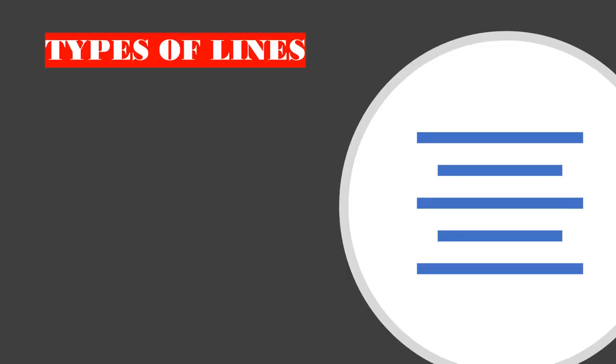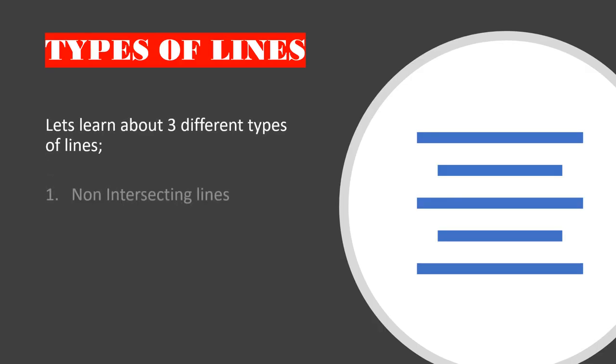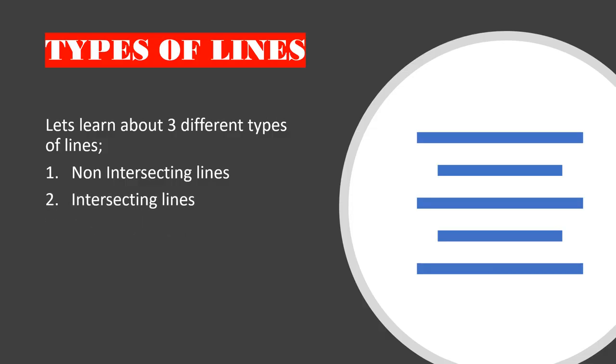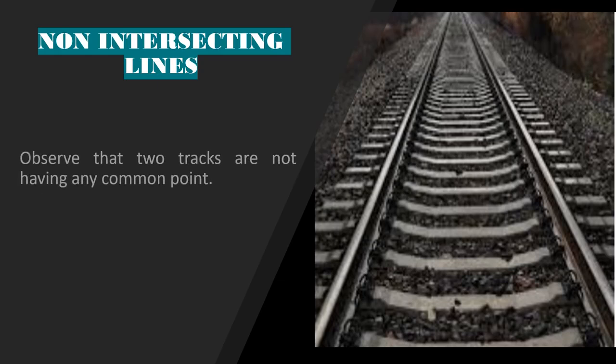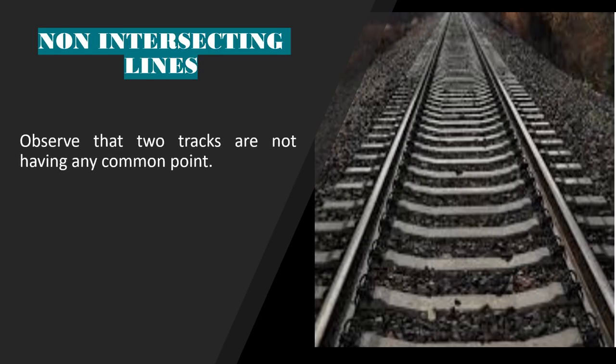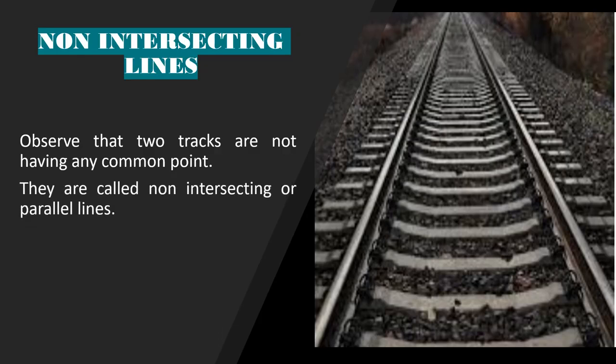Just like types of angles, we have types of lines. Let us learn about three different types of lines: non-intersecting lines, intersecting lines, and concurrent lines. In the picture, observe that the two tracks are not having any common point. They are called non-intersecting or parallel lines.